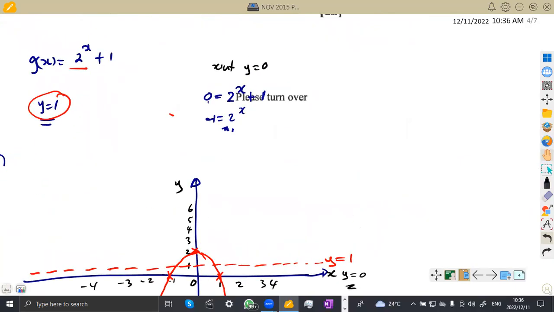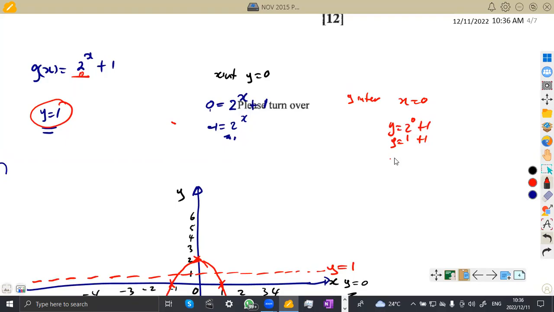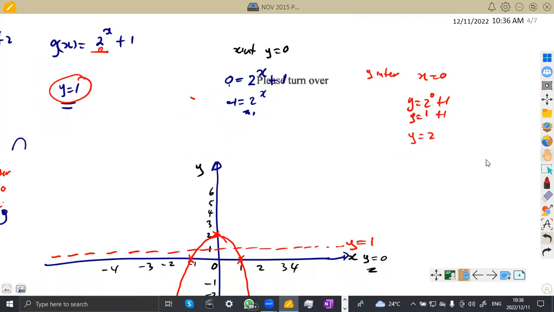So let's work with the y-intercept. So there's nothing there. So the y-intercept is that x is equal to 0. So when x is equal to 0, we substitute here. That's a 0 on x. So it's going to be y is equal to 2 to the exponent of 0 plus 1, which is 1 plus 1. That's a 2. So y is going to pass at 0, 2. So that's what you're going to have for the y-intercept.